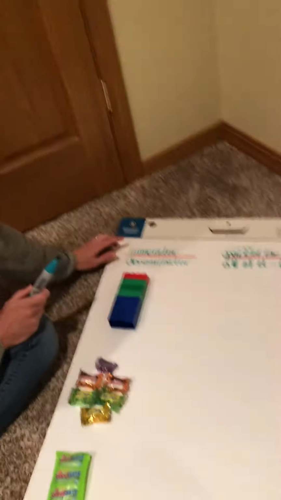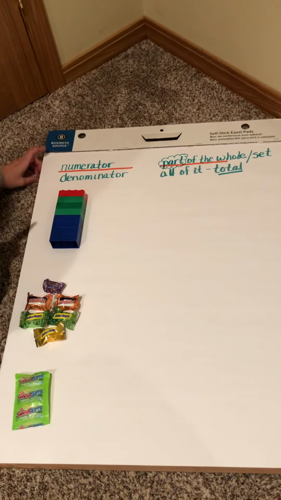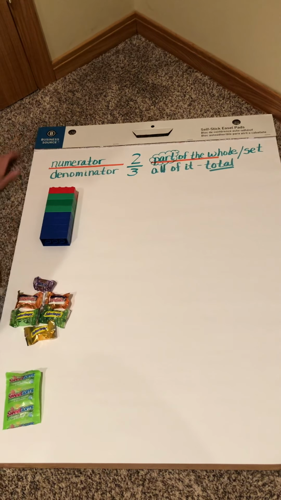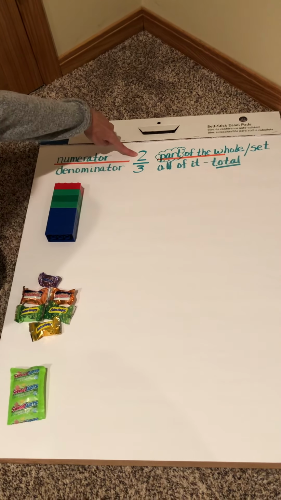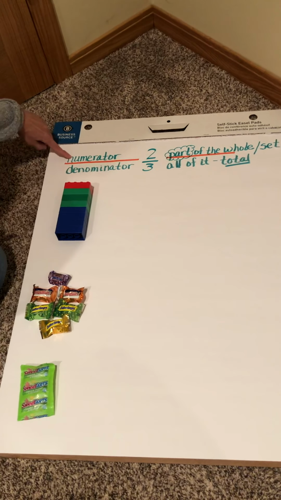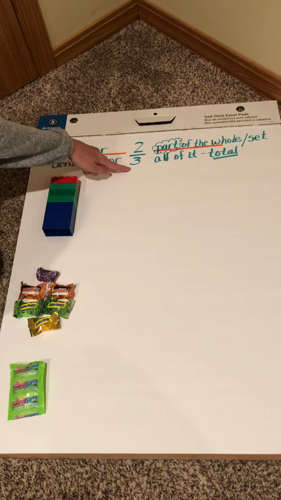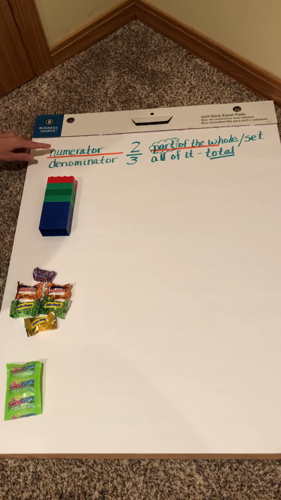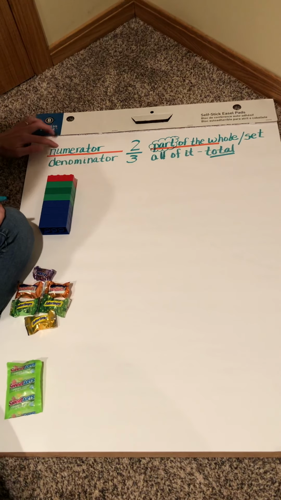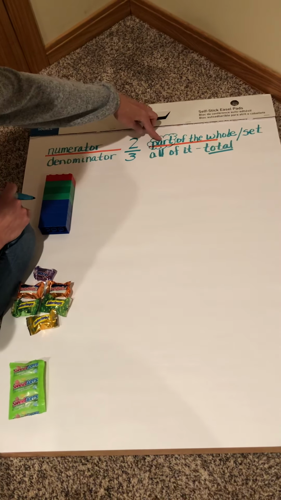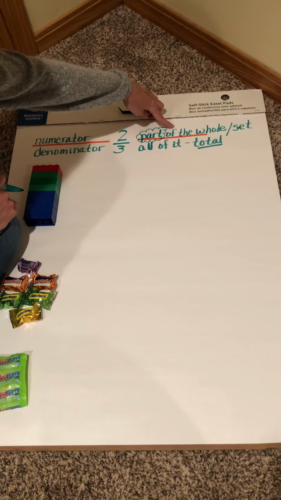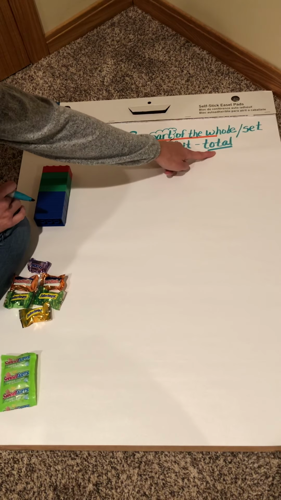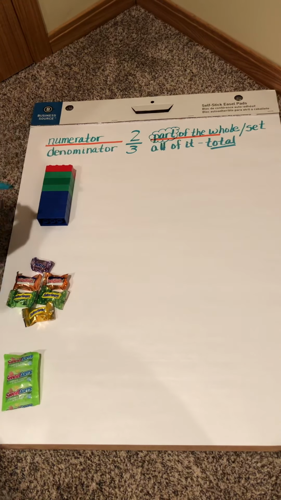So, last week we talked about fractions, and fractions usually look like a number on top with a number on bottom. I just want you to know that this top number has a fancy name, and it's called the numerator. The bottom number has a special name too, and it's called the denominator. You're going to learn more about that in third grade. But the numerator actually means part of the whole or part of the set. And your denominator is all of it. It's the total. Okay, so we're going to practice those today with some sets.